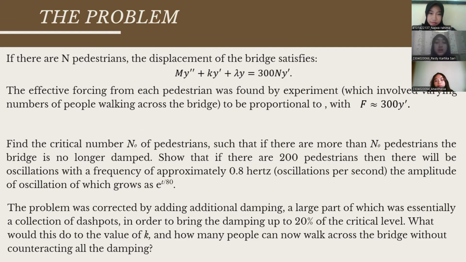The amplitude grows like e to the t over 80. The problem was corrected by adding additional damping, a large part of which was essentially a collection of tuned dampers, in order to bring the damping up to 20% of the critical level. What would this do to the value of k, and how many people can now walk across the bridge without counteracting all the damping?